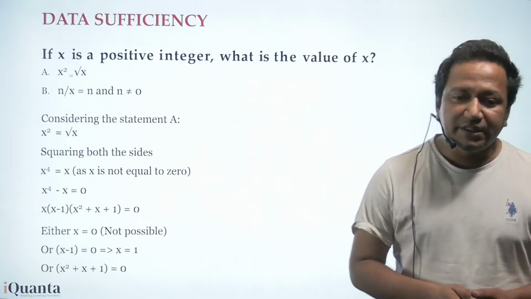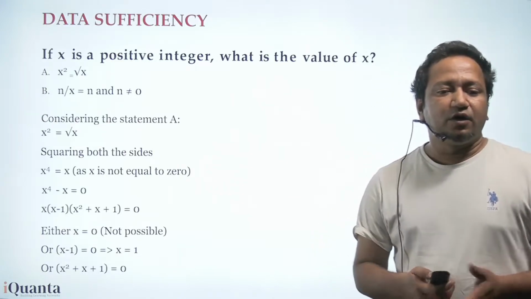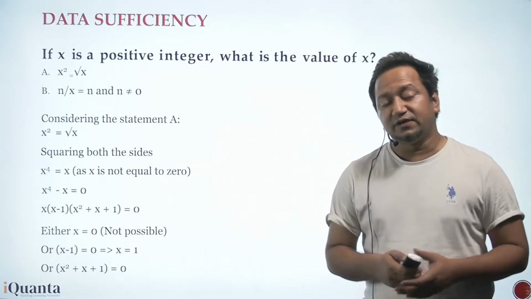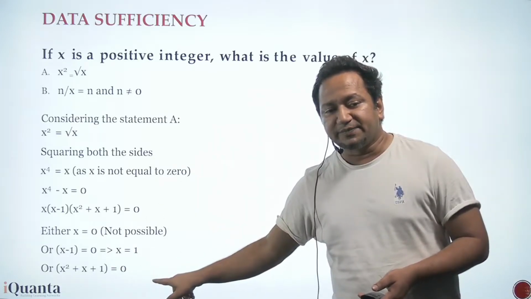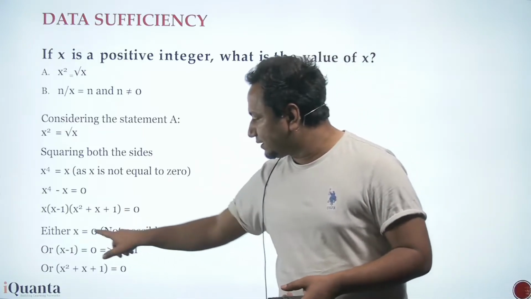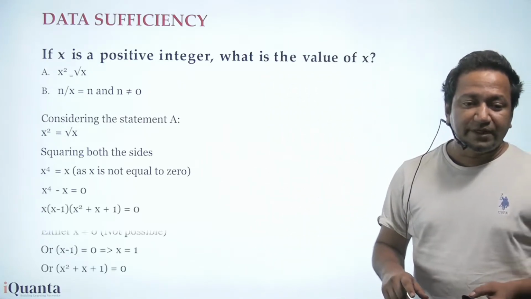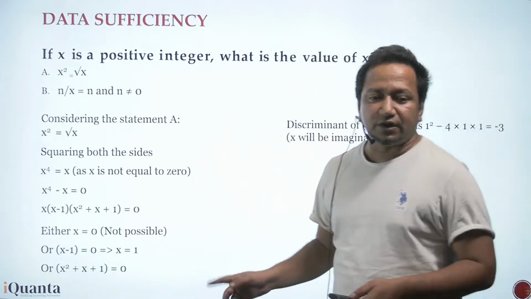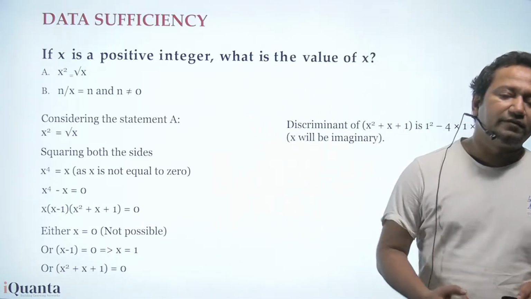Either x will be 0, which is not possible because the question talks only about positive integers, or x minus 1 equal to 0, which further implies that x is equal to 1, or x square plus x plus 1 equal to 0. So now we are sure that the first possibility, that is x equal to 0, is not there. The second possibility is definite. We get the value of x as 1.